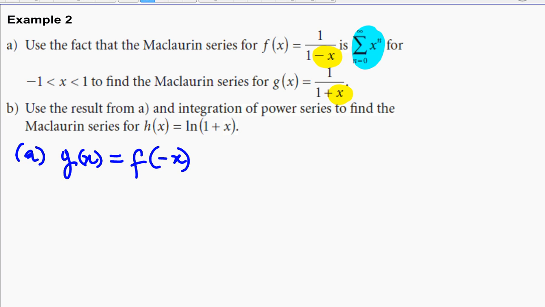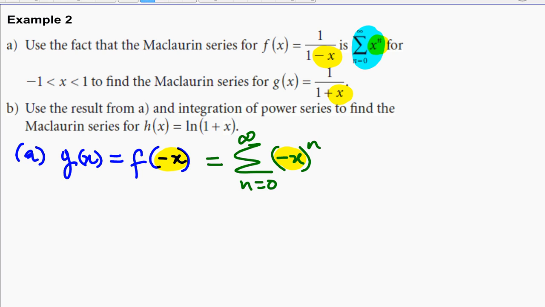Okay, so what you're going to do is this. This will be equal to the sum from n equals 0 to infinity of negative x to the power n. All right, so I'll repeat again to show you what I've done. Actually, I need the yellow one, so that one. Basically, I plugged in negative x in place of x in this series to find an equivalent series for g of x.